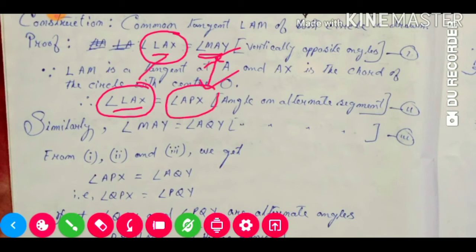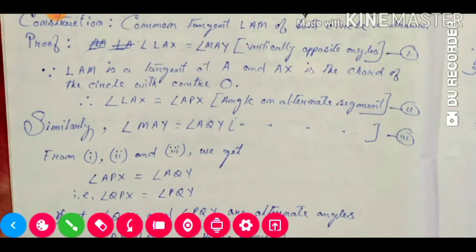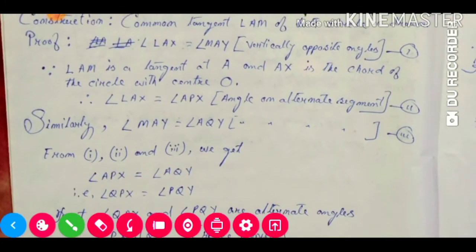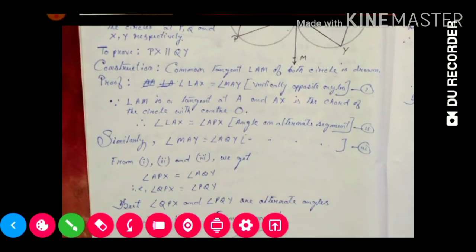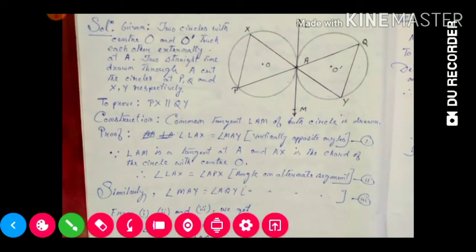Because LAX is common. And equation number 3, this MAY is equal to AQY. So we are able to write APX is equal to AQY. In the diagram you'll see this APX. Where is APX? See, this APX we are able to start from Q. So we are able to write QPX, because the angle will not change anything; the same will remain. So it will be QPX.